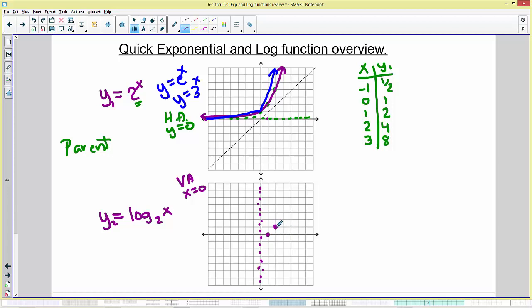So this 1, 2 is for base 2. 1, 3 would be for base 3. 1, 10 would be for log base 10. And 1, e, which is 2.7, would be for natural log of x. So natural log is the inverse. Okay, it's going to go something like this, right? And I'm roughing it here.